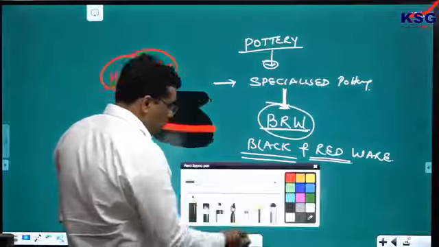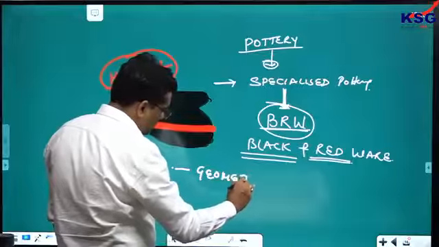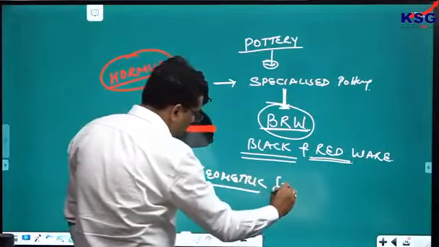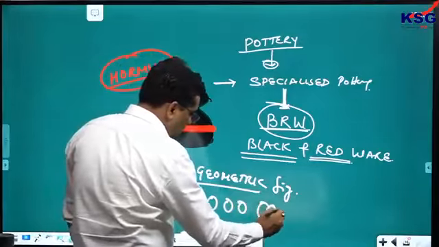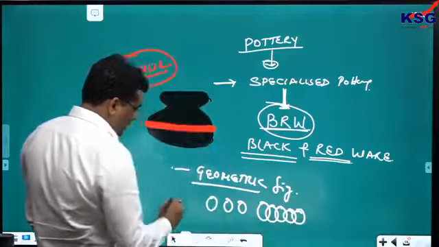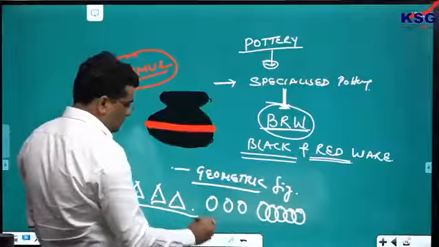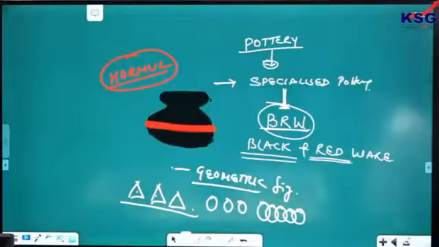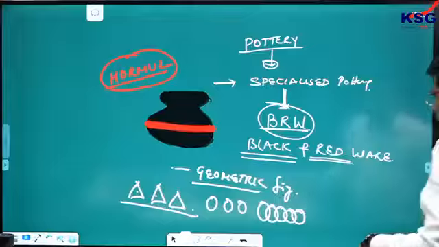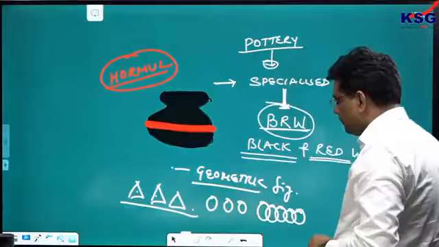They had a geometric figure on the pottery, like circles, like intersecting circles, triangles. These are the things taken by the Harappan civilization. These are the geometric figures normally you can have on the pottery. Excellent design.